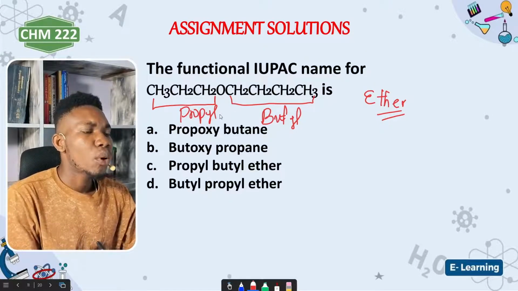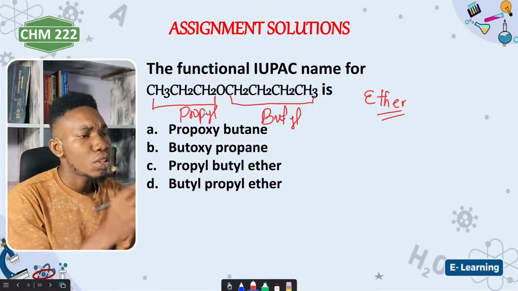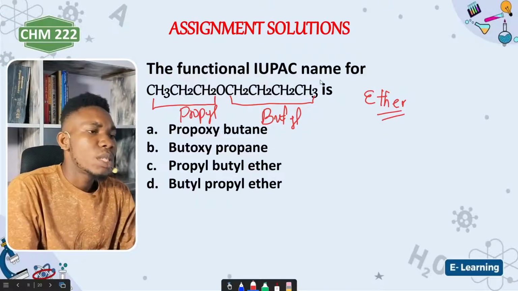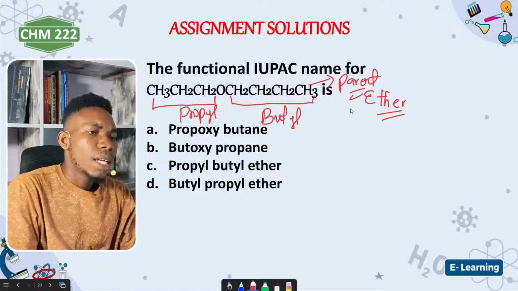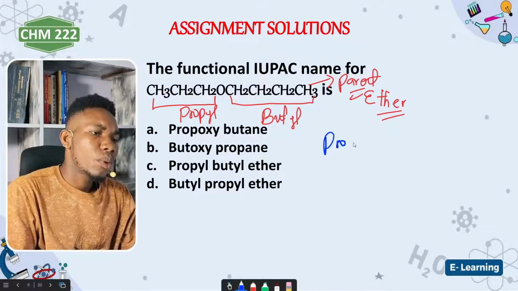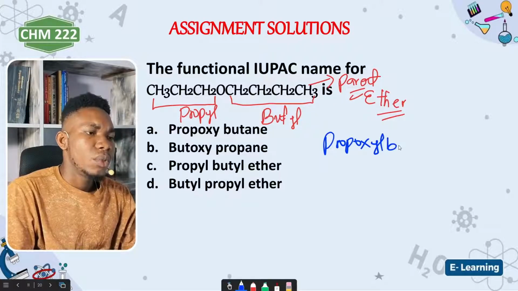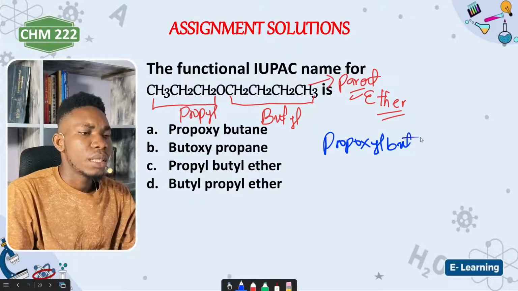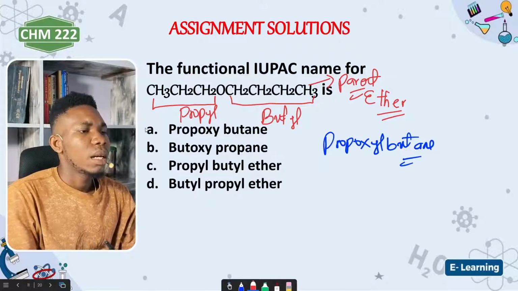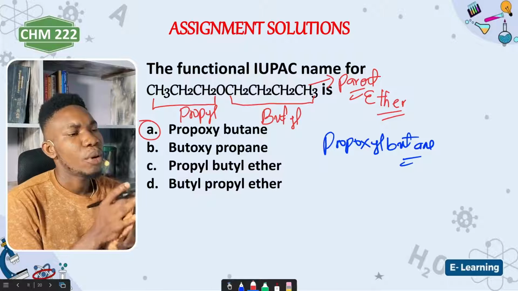You call it propoxy. You usually use the shortest one and then add oxy to it, and then the longest one becomes the parent compound. All right? The longest one becomes the what? The parent compound. So what do you think is the name of this compound? It becomes propoxy butane. You can call it propoxy butane. That is the name of this compound, and that is option A, propoxy butane.